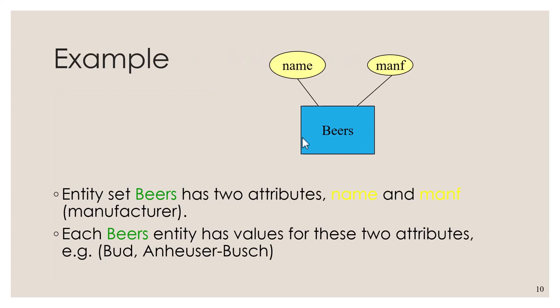Here is a very simple example. We have beers as an entity set, and this one has two attributes, one called name and one called manufacturer. Each beer entity has values for these two attributes, the manufacturer as well as the name.